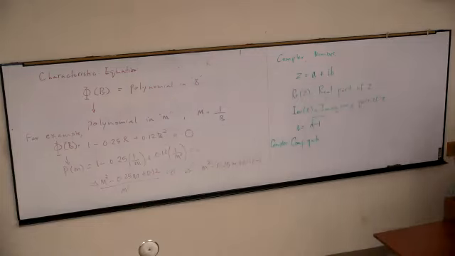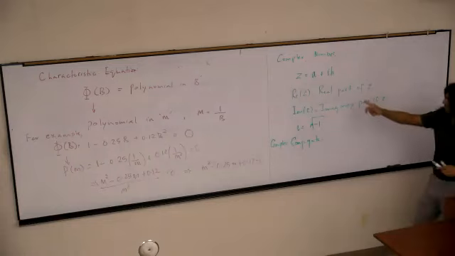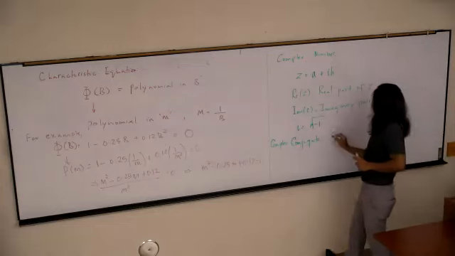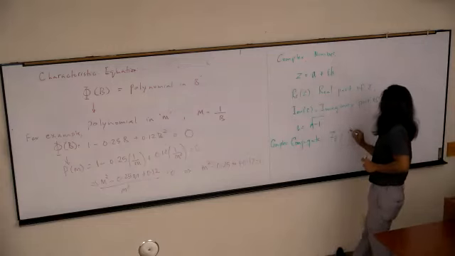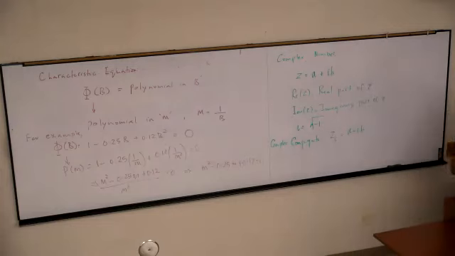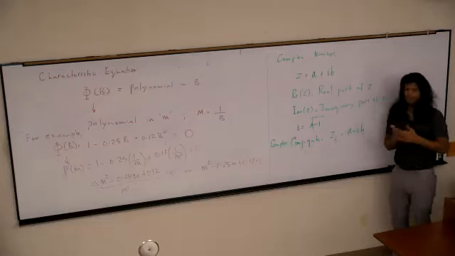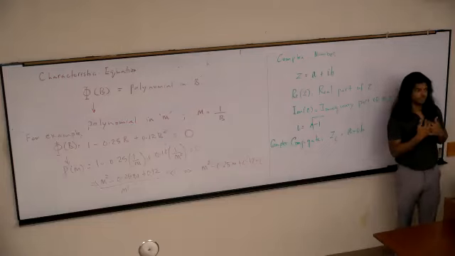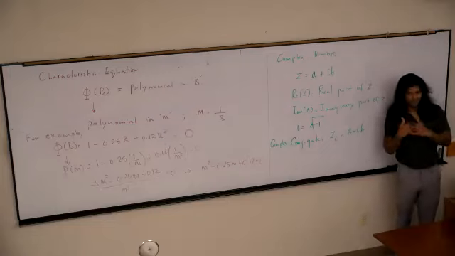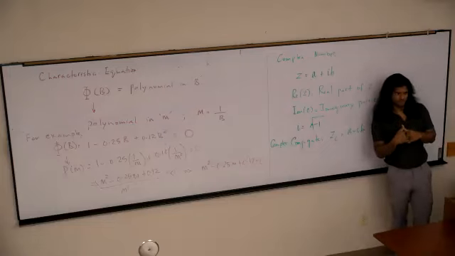Complex conjugate. The conjugate of Z is simply A minus iB. You might wonder, well, what is complex analysis doing in time series? Well, we are going to deal with roots of a polynomial. What do we know about roots of a polynomial?